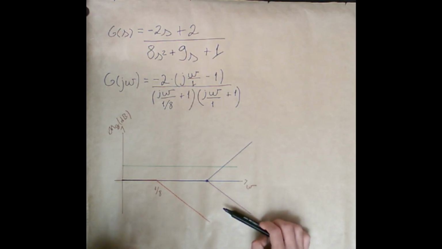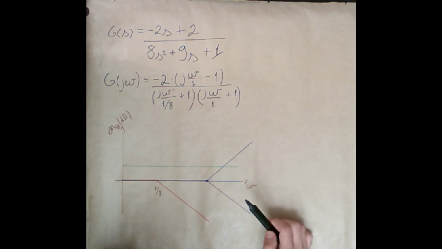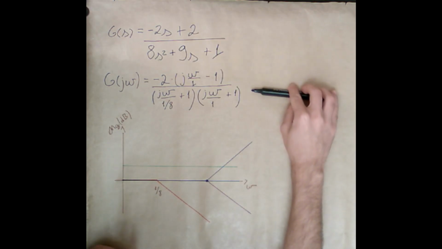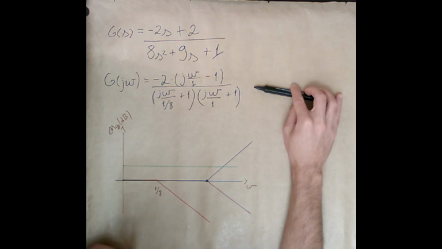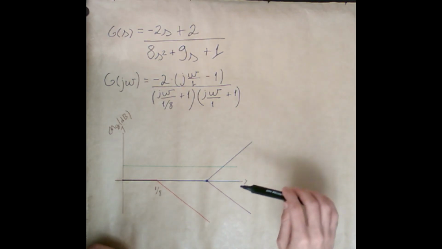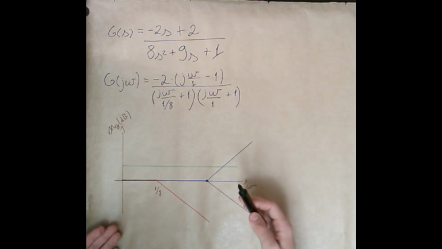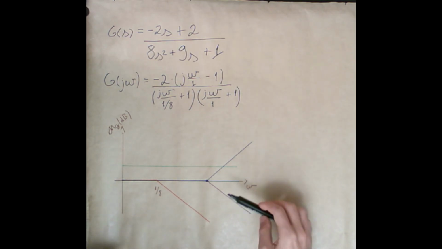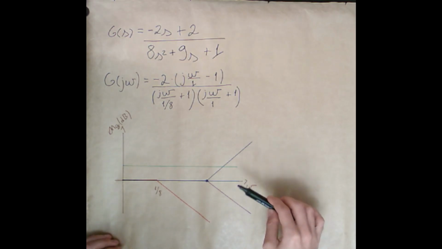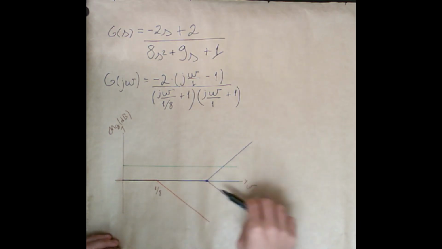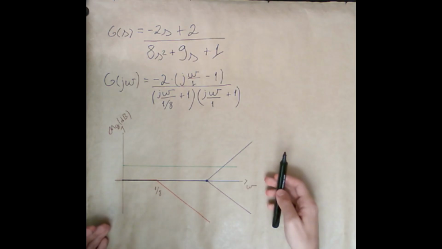In the phase diagram, however, that's a different story. Here in the standard form, we're missing out on the contribution of the time delay. In the phase diagram, that's a very relevant contribution, that's why it's different. In the magnitude diagram, however, the contribution of the time delay was 0, so that's why we get the same answer.